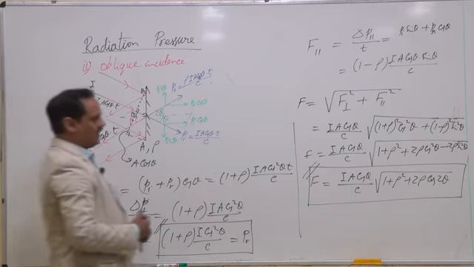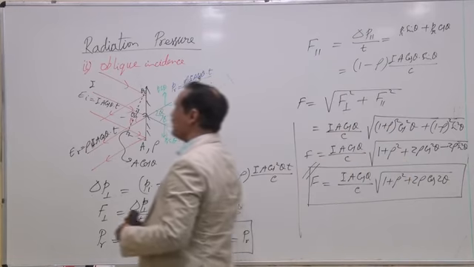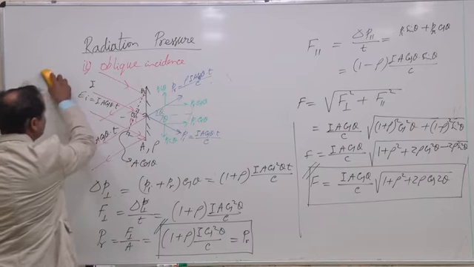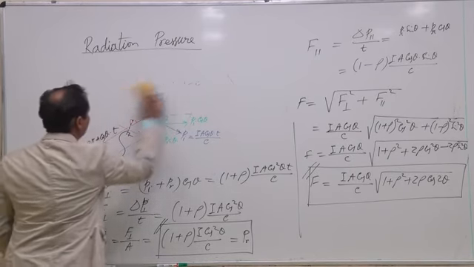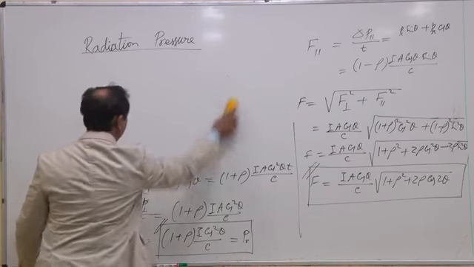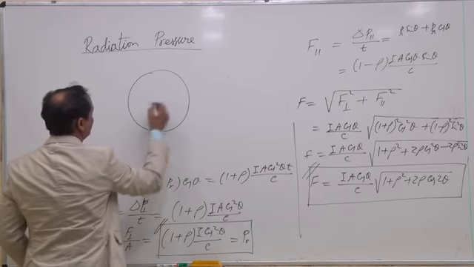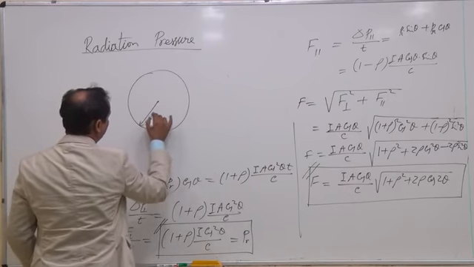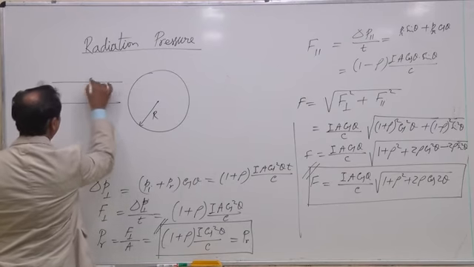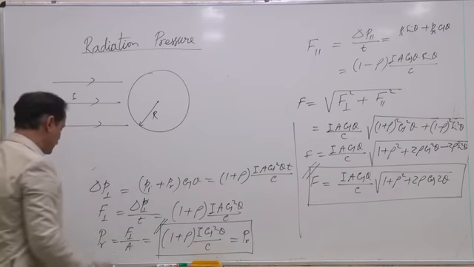But what happens in case of spherical surface? For spherical surface, the pressure calculation is quite easy. How is it so? Let us see. For curved surface, if parallel beam of light is incident on it, what happens? If we have a spherical surface of radius r, a parallel beam of light of intensity I is falling on it.